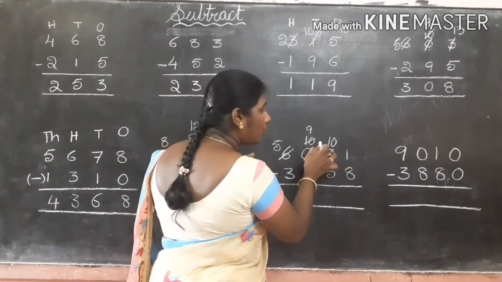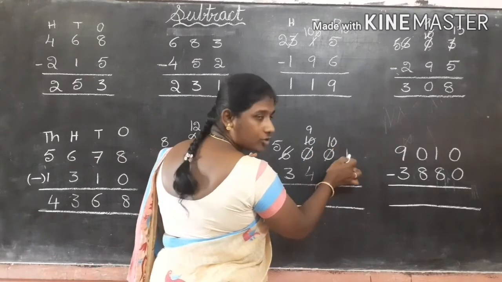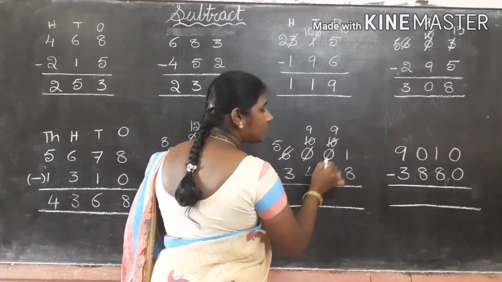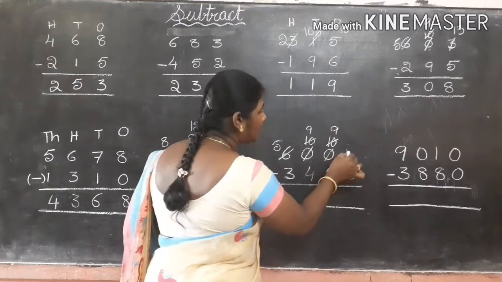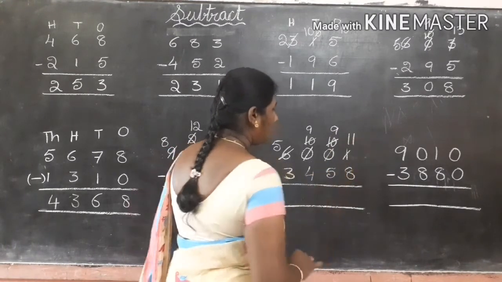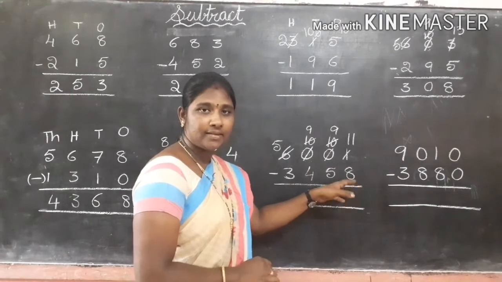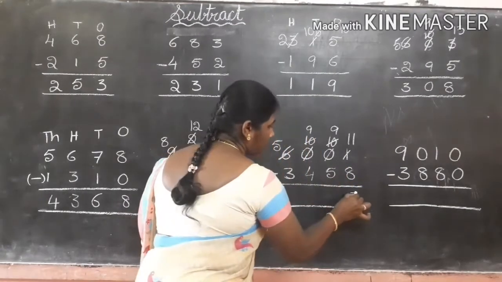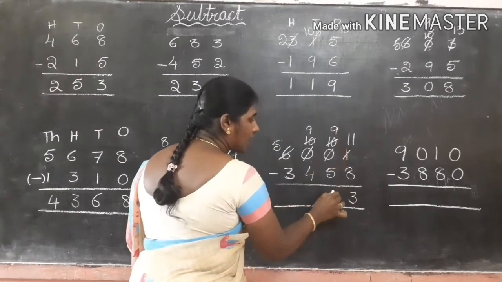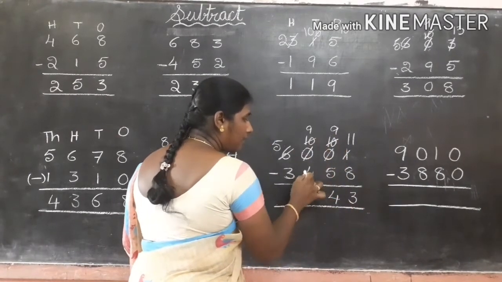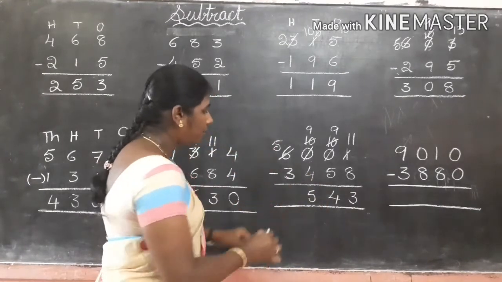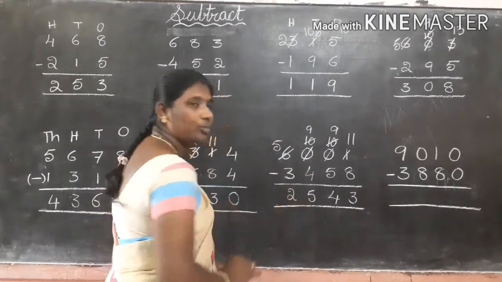Again we have to borrow. We have to take from here to here. So here 10 minus 1, 9. 1 ten is equal to how many ones? 10 ones. So 10 plus 1, 11. Now 11 minus 8, 8 after 9, 10, 11, 3. Here 9 minus 5, 4. Here 9 minus 4, 5. Here 5 minus 3, 2.